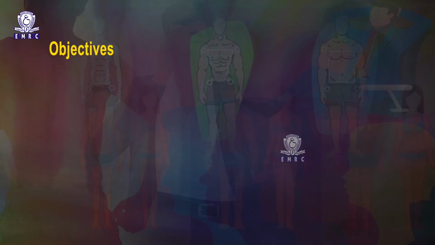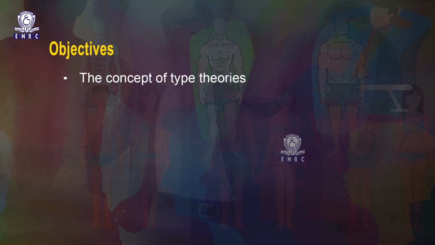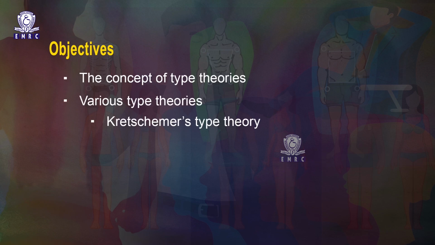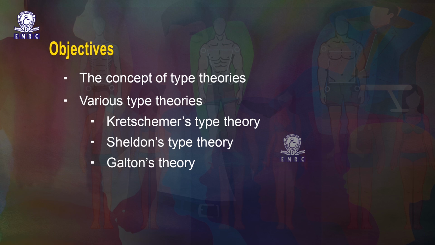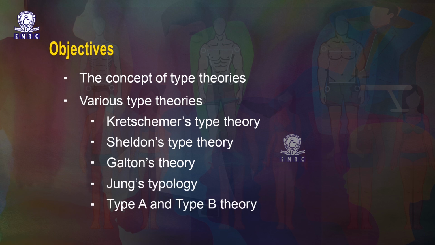Today we are going to talk about type theories. The main objectives in this lesson are to understand the concept of type theories, various type theories which include Kretschmer's type theory, Sheldon's type theory, Galton's theory, Hume's typology and type A and type B theory.